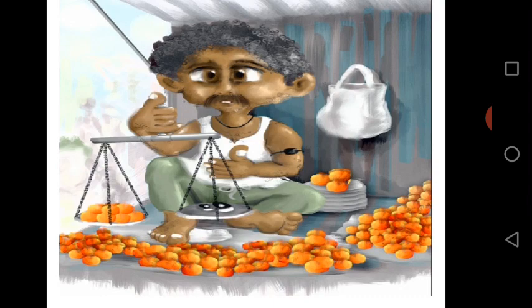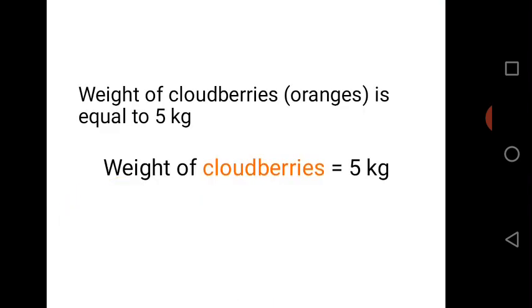If the oranges are heavier than 5 kg, then he starts removing oranges from one side and will continue to do so till both sides of the scale are balanced. If both sides of the scale are balanced, then we can say that the weight of the oranges is equal to 5 kg. Mathematically, we can represent it as weight of oranges is equal to 5 kg.